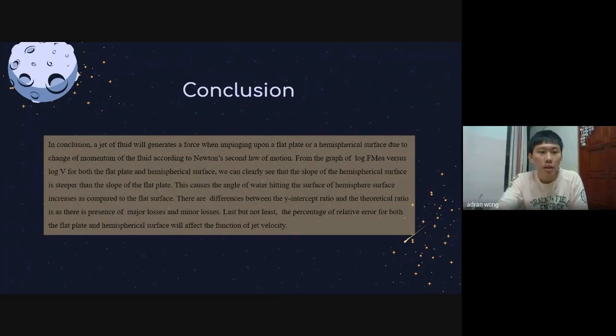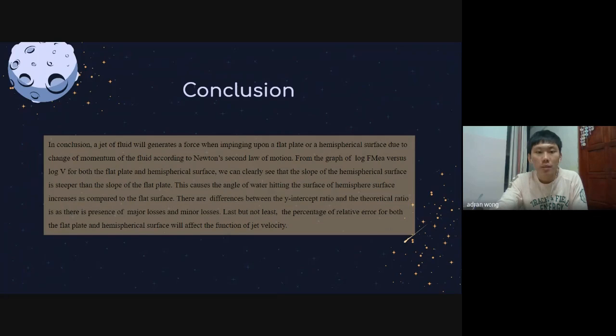In conclusion, a jet of fluid generates a force when impinging upon a flat plate or hemispherical surface due to the change of momentum of the fluid according to Newton's second law of motion. On the graph of log measured force versus log V for both the flat plate and hemispherical surface, we can clearly see that the slope of the hemispherical surface is steeper than the slope of the flat plate. This is because the angle of water hitting the hemispherical surface increases as compared to the flat surface.